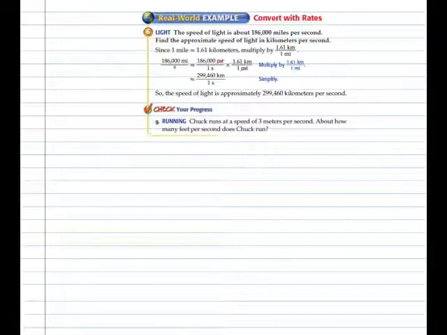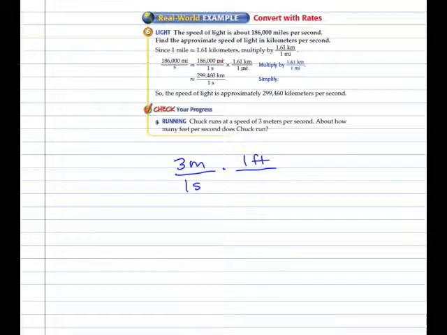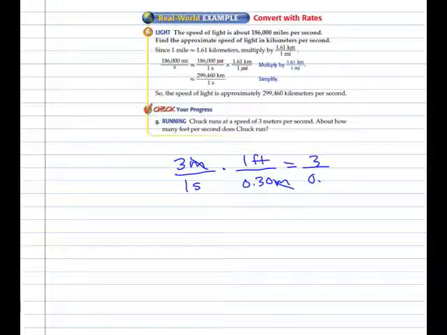All right, example 9. Chuck runs at a speed of 3 meters per second. So we're going to go 3 meters in 1 second. About how many feet per second does Chuck run? So what we're going to do is use our relationship of 1 foot for 0.30 meters. Divide out my common units. I have 3 divided by 0.3, which means he runs about 10 feet per second.